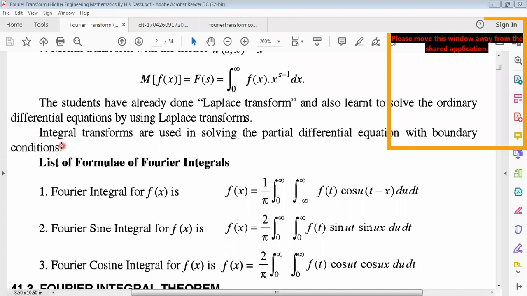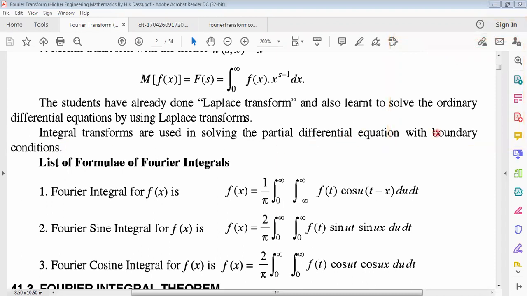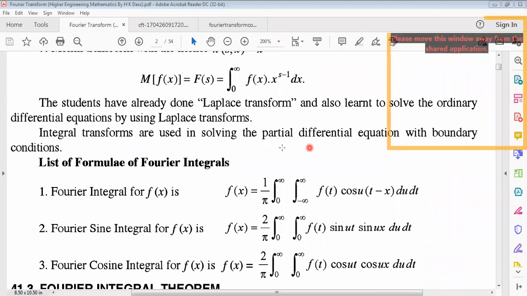We must remember that integral transforms are used in solving partial differential equations with boundary conditions, because without boundary conditions we cannot find the exact solution. So within boundary conditions, we can use integral transforms for solving partial differential equations.